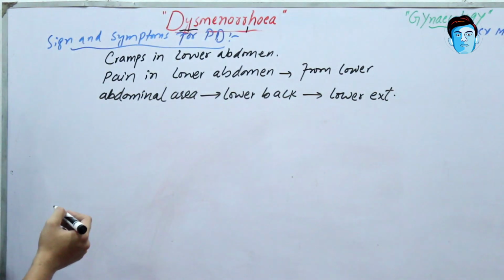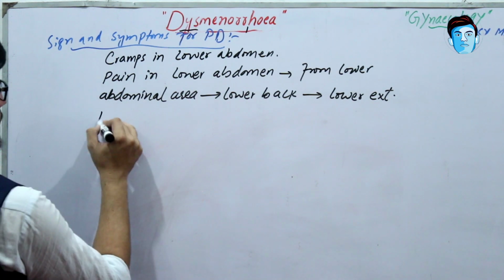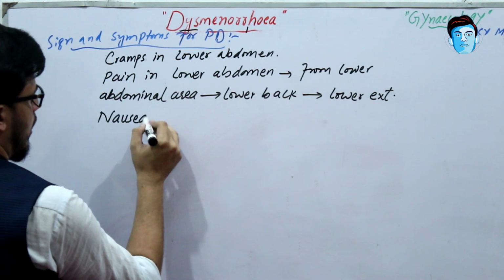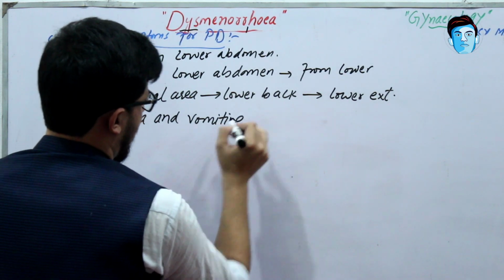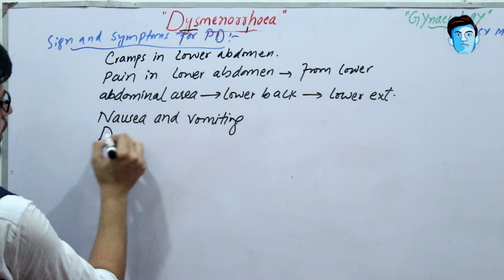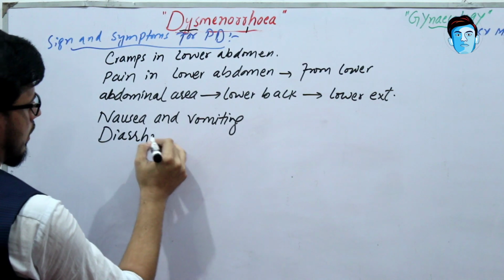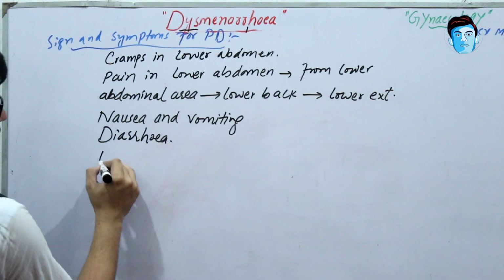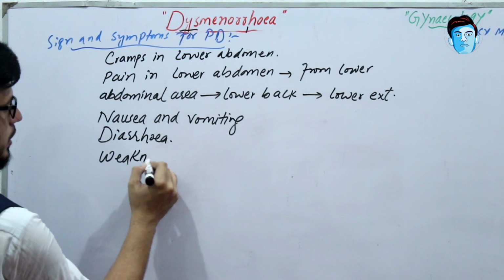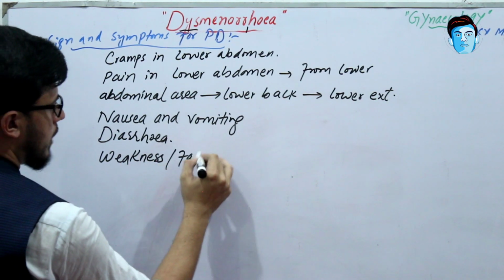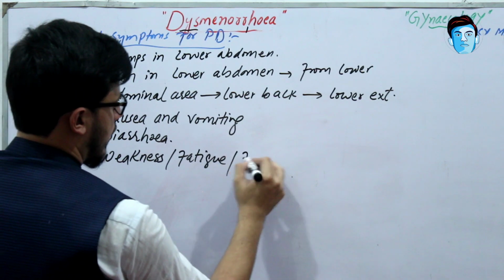and ultimately it involves the lower extremities. Also, the patient usually manifests with nausea and vomiting. It is also associated with diarrhea, and there are general malaise symptoms as well. There is weakness, there is fatigue, and there is fainting.